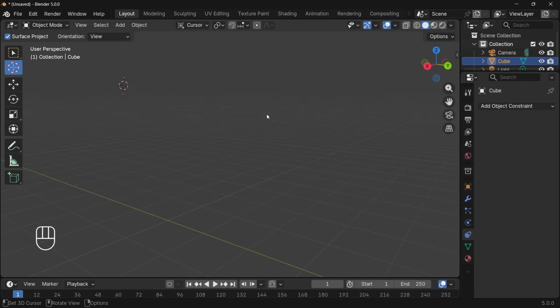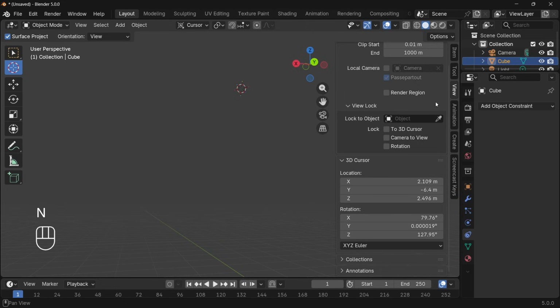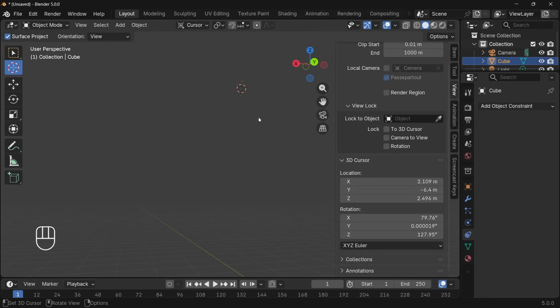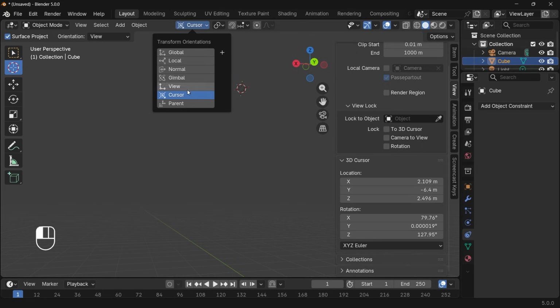So whenever you actually click, the cursor is placed perfectly according to the view transform. So your X is going to be perfectly horizontal, Y is going to be perfectly vertical, and the Z is going to go perfectly towards your viewing angle. But if you want to specify the actual rotation of this cursor, you can tap N, and under the View tab, you see there's a 3D cursor option that shows the location and the rotation of the 3D cursor. Apart from that, you can also choose the rotation mode of the 3D cursor, and then if you switch the transform orientation to cursor, it's always going to follow whatever this rotation and rotation mode is set for the cursor.